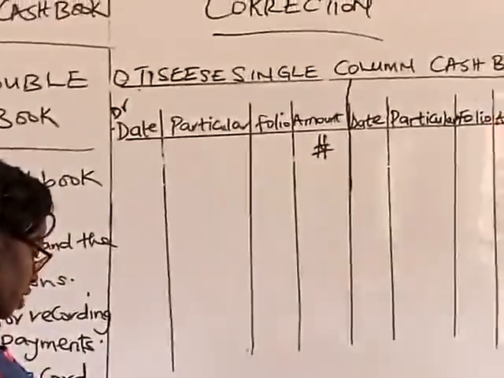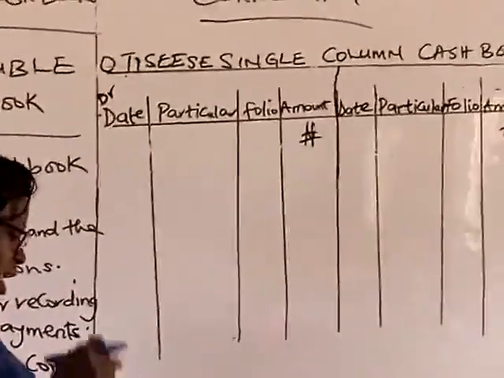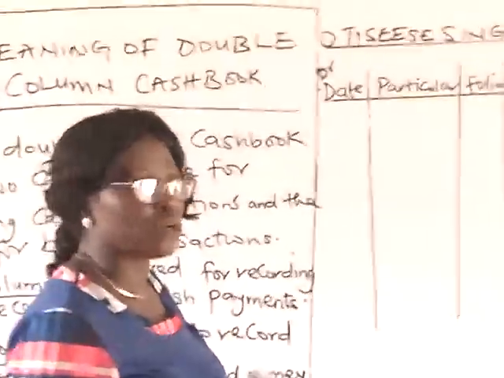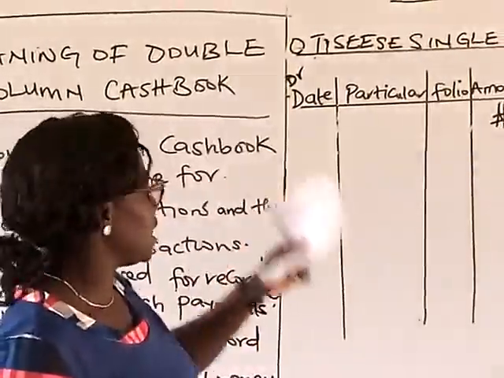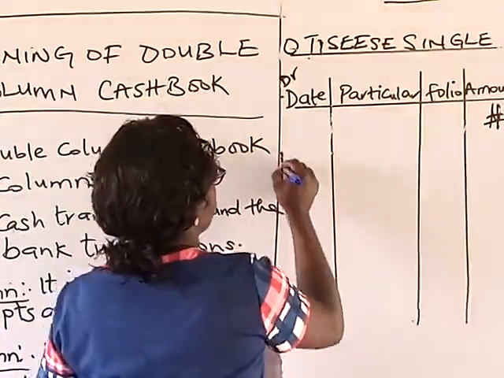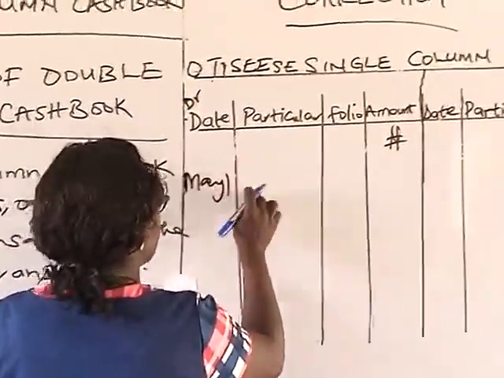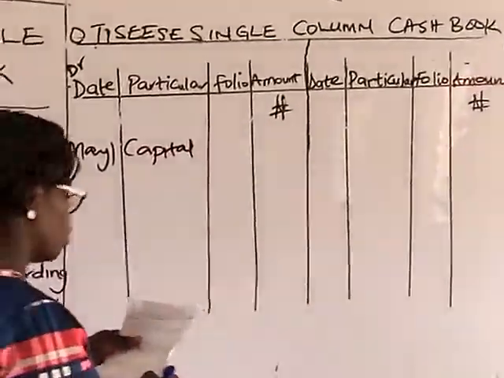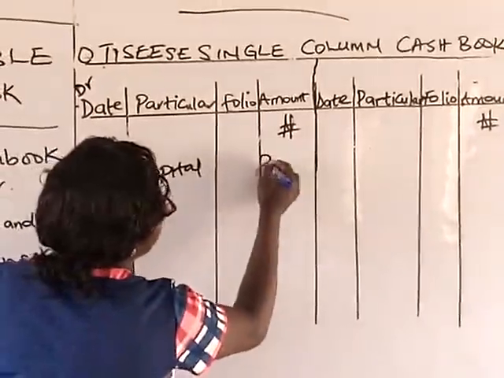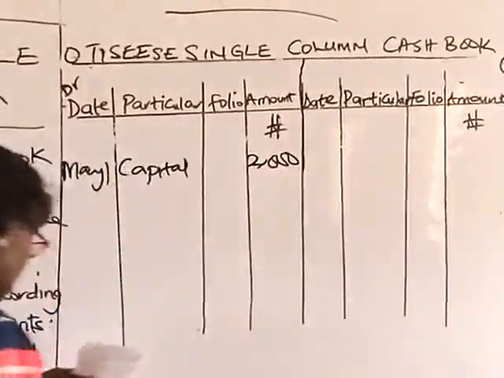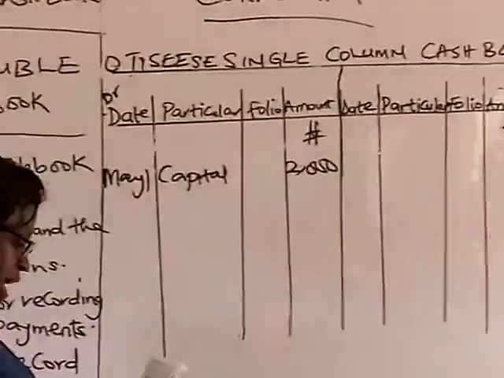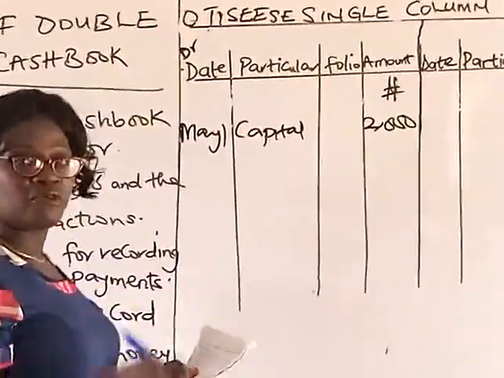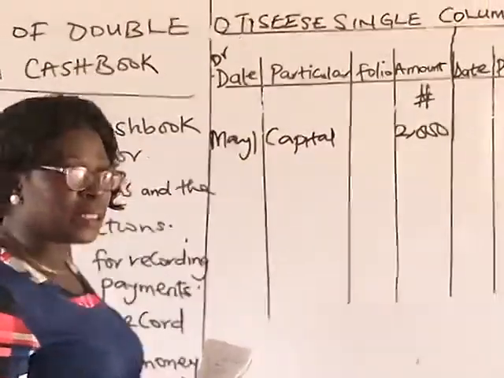So let's start with the correction now. The main one we are having here: capital 2,000 naira. In the last slide we were told that your capital, you are going to post it on the debit side. So we write the date first. Under the particular, we write the capital, and we are having 2,000 naira as the amount. Let's go to the next one. May 2, cash sales. It means they made sales of 1,050 naira. We are going to debit it.